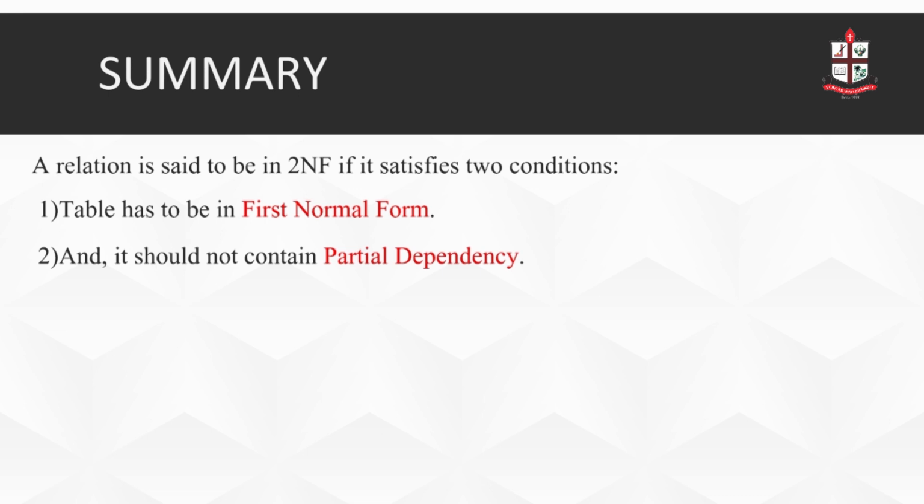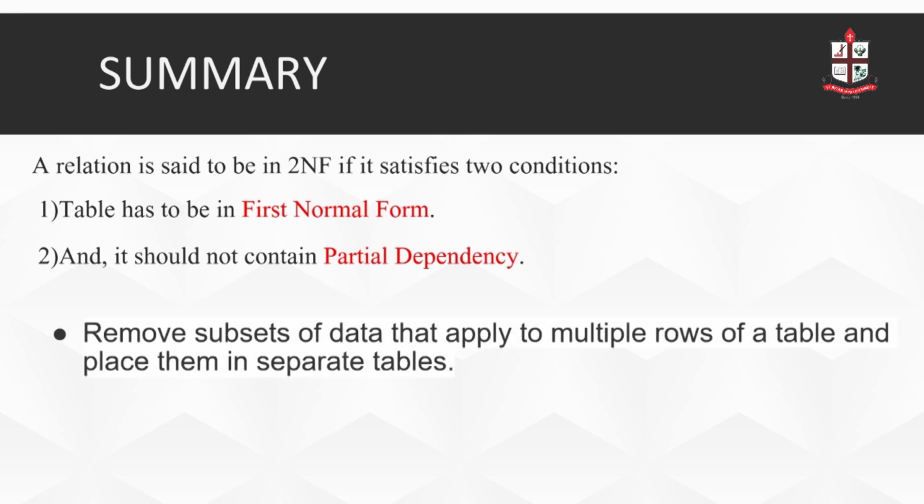The first one is the table has to be in first normal form and the second one is it should not contain partial dependency. How did we remove partial dependency? Remove the subset of data that applies to multiple rows of a table and place it in a separate table.